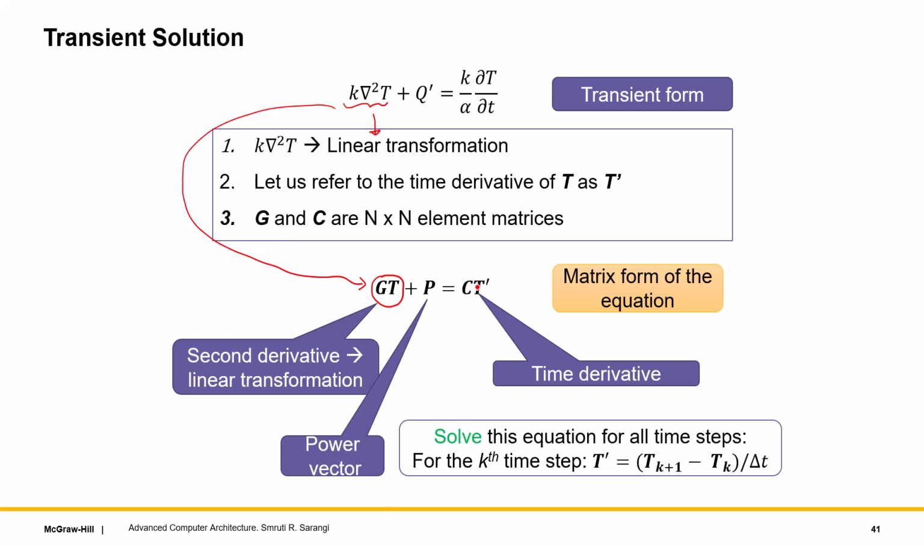Then the time derivative of temperature is again multiplied with another matrix, which we shall refer to as the C matrix. So both G and C are n cross n element matrices, which can very easily be found by converting the differential equation that we have over here, a double differential on one side and a derivative on the other side. This can be done. So algebraically we can solve it for all time steps and manually compute T dash, which is T at time k plus 1 minus Tk divided by delta small t.